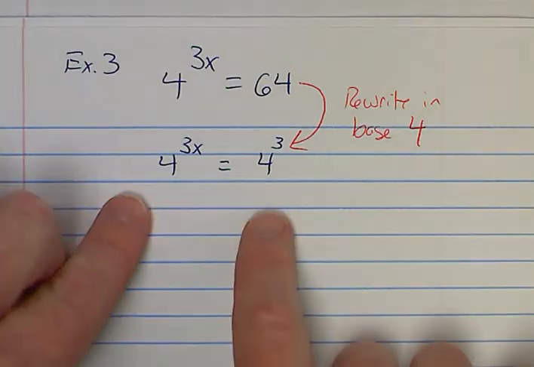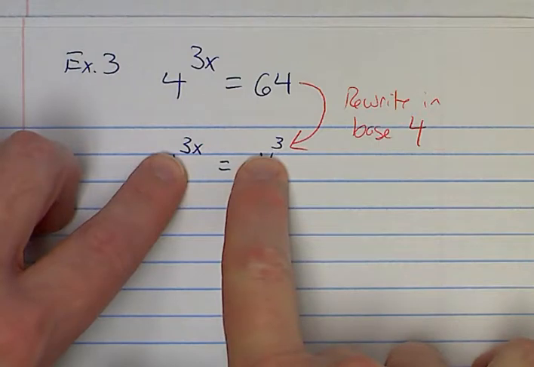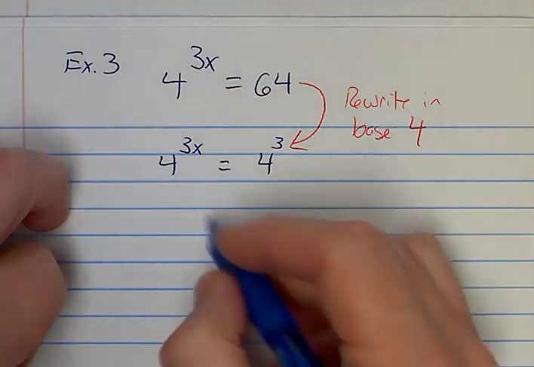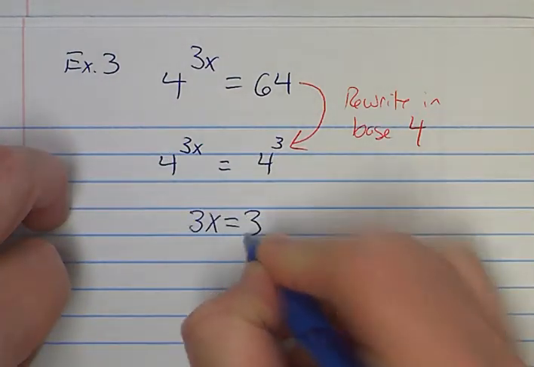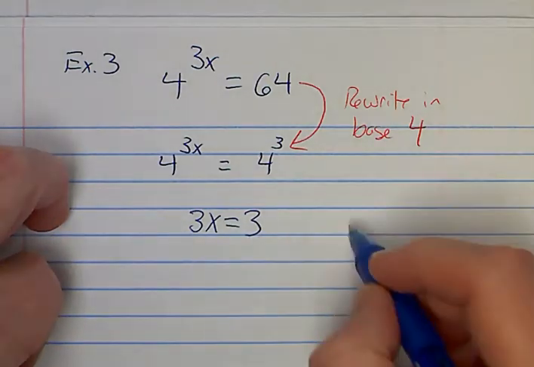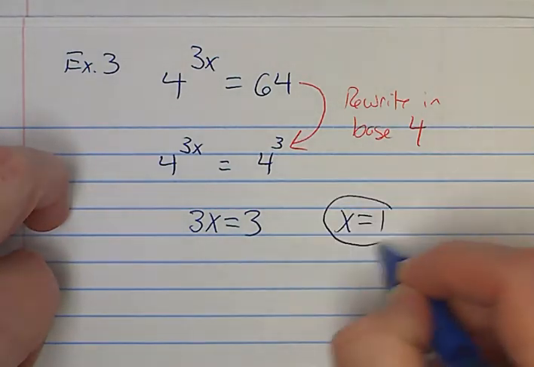And same thing. Once the bases are the same, now you can get rid of the bases and just look at the exponents. So now you're just going to solve 3x equals 3. And that's easy because you divide both sides by 3, so x is 1.